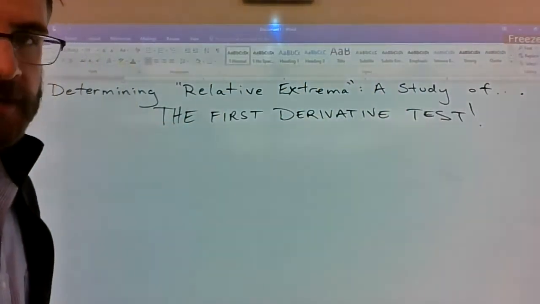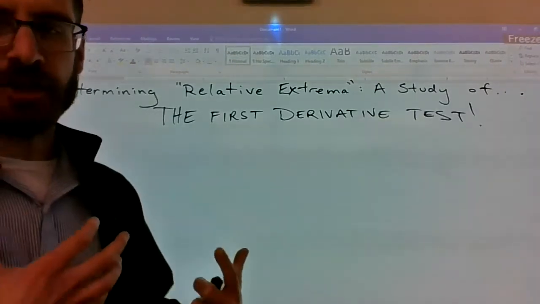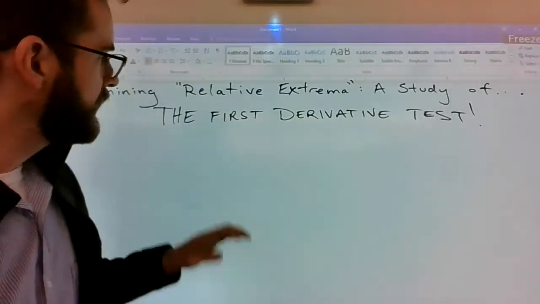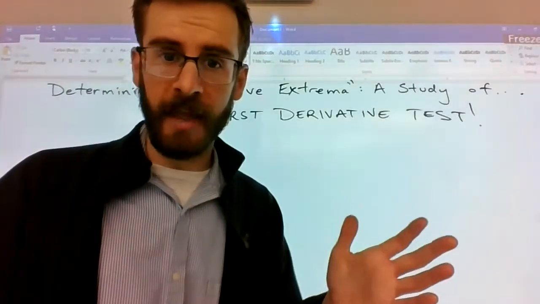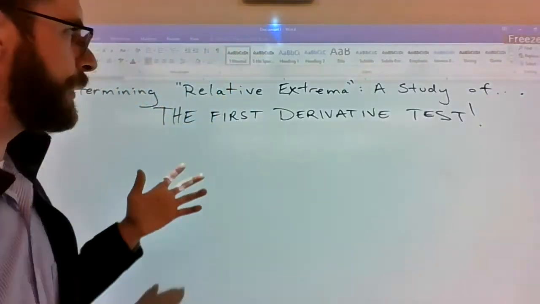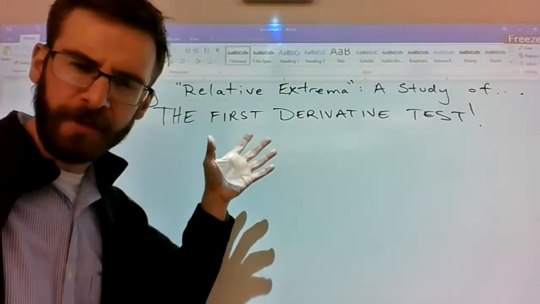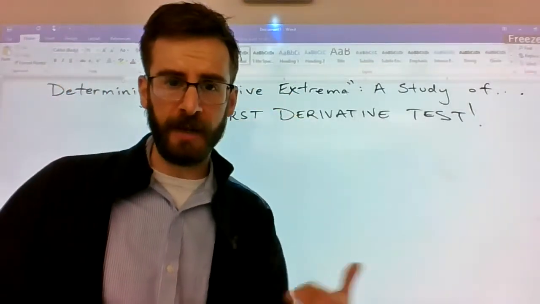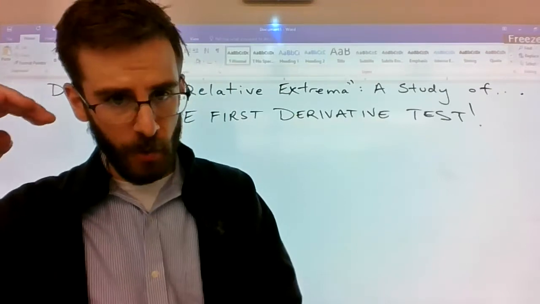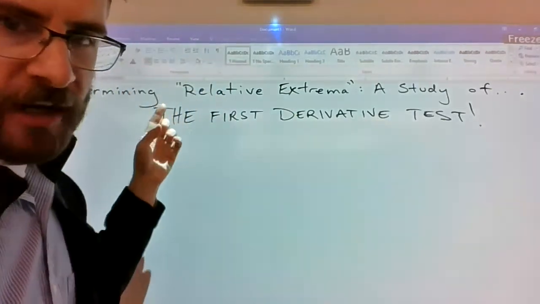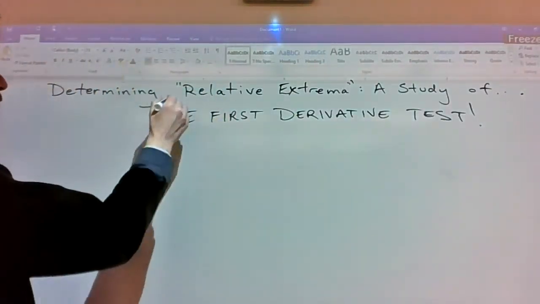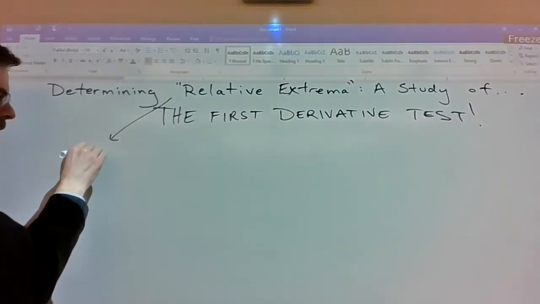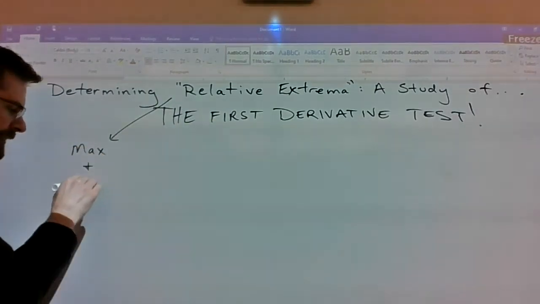5.2 is all about determining relative extrema. Okay, so the first derivative test is the name of the game for this first video. But I wanted to unpack what relative extrema, what that phrase means. Extreme values just mean the highest peaks and the lowest valleys. So when we're talking about relative extrema, we're talking about max and min values.